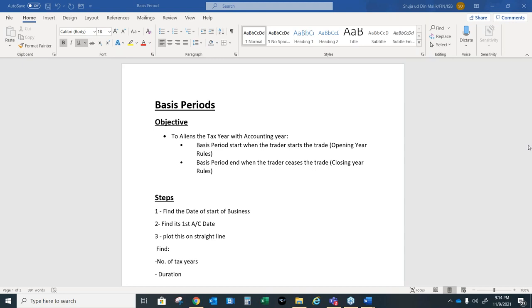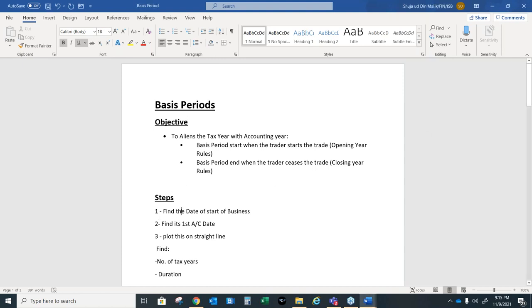Okay, moving on to basis period. The main objective of basis period is what? To align the tax year and the accounting period. When we start the trade, the basis periods are made initially, falling in the opening year rules. But when we cease the trade, the business no more has to pay any taxes. Hence, the closing year rules apply, and the books of the business in HMRC close.